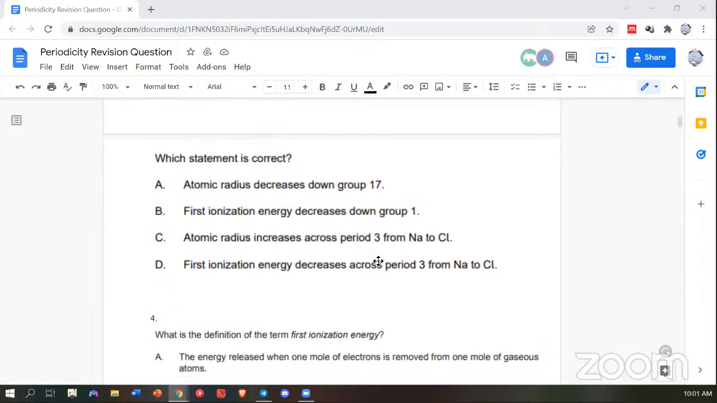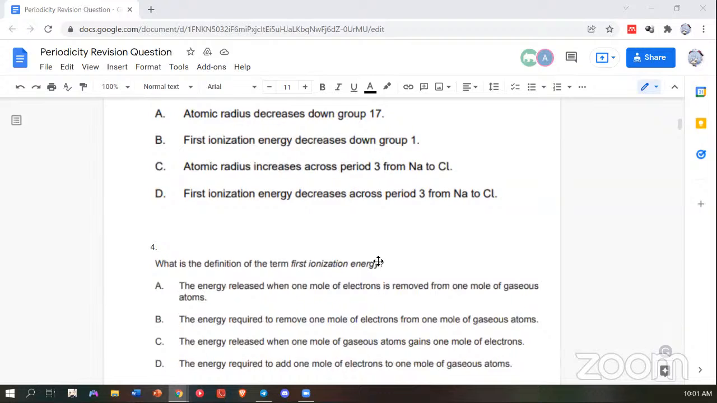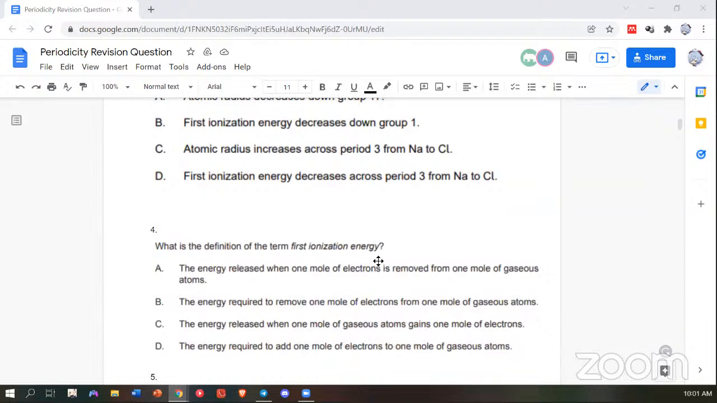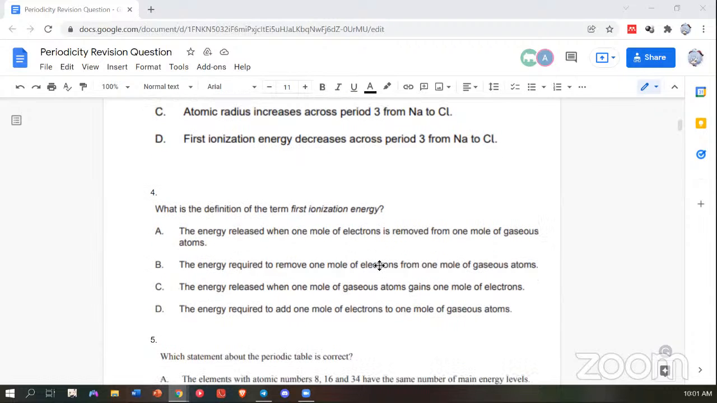Okay, so 4. Okay, what is the term first ionization? What is the definition? Ada siapa nak guess tak? Maybe Fakrul? Number 4. What is the definition of the term first ionization energy?